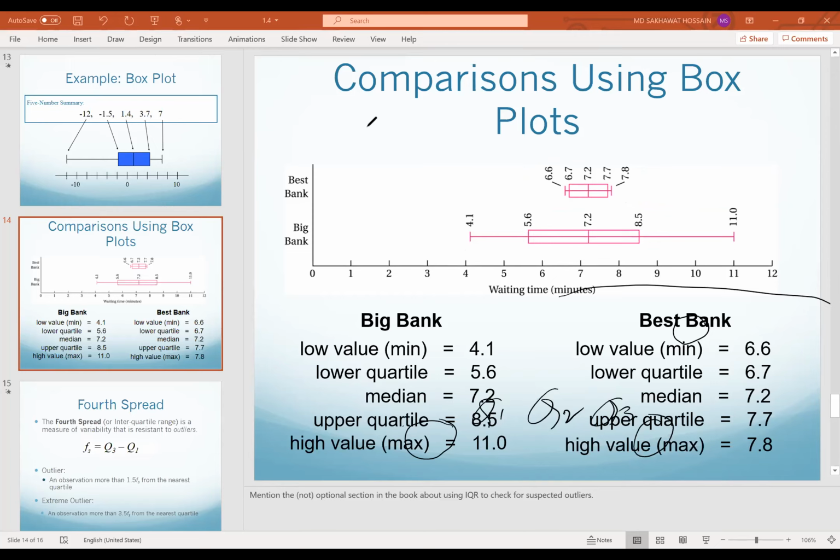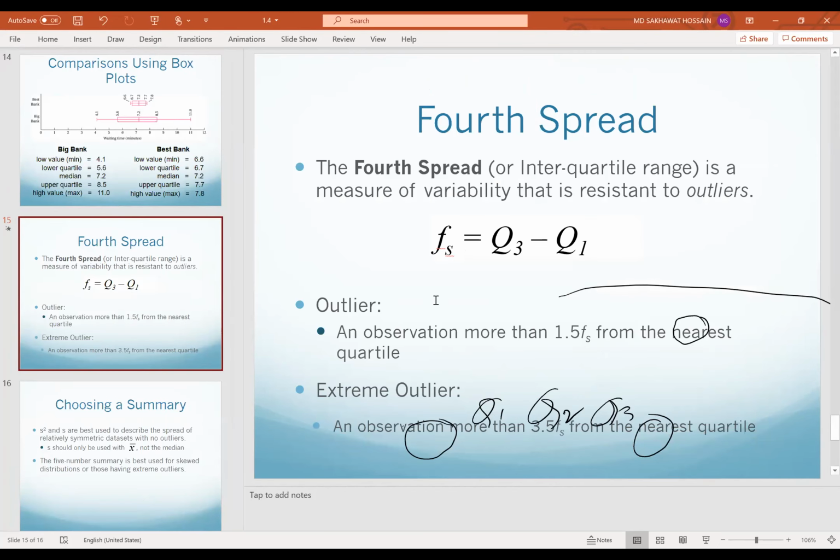Okay, so the next thing is called the fourth spread or interquartile range, IQR. So what is the interquartile range? The difference between the third quartile and the first quartile is called the interquartile range. Here Q3 is the third quartile and Q1 is our first quartile. If you take the difference of these 2 numbers, it is our interquartile range, which can be denoted as IQR, or you can also use this notation for interquartile range.